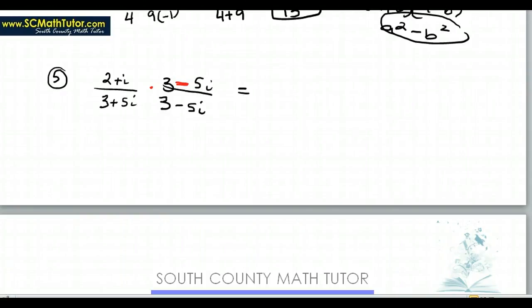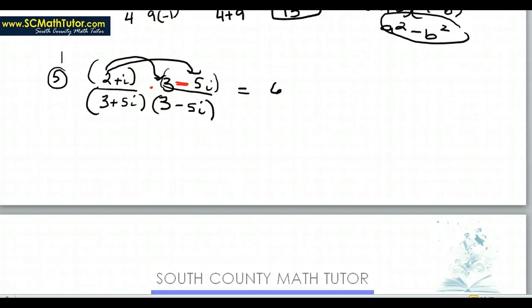Notice I have binomial times binomial on top and bottom. Therefore, you will be FOILing or using the box method or whatever method you like. Just remember you have binomial times binomial. So 2 times 3 is 6. 2 times a negative 5i is negative 10i. i times 3 is positive 3i. i times a negative 5i is negative 5i squared.